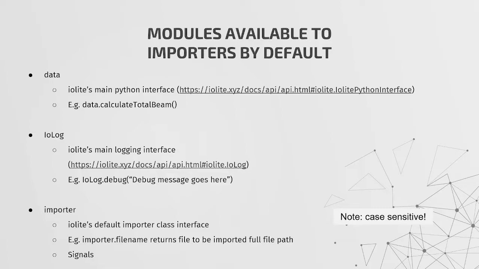There's also the importer module as well, because your custom Python importer is actually a subclass of Iolite's Python importer class. When you subclass it, you have a few functions that are automatically available to you. These are normally accessed by typing importer dot and then whatever function or variable you're trying to access. The important ones that we'll come across today are importer.filename and a few signals as well that we'll see. Now, what are signals?